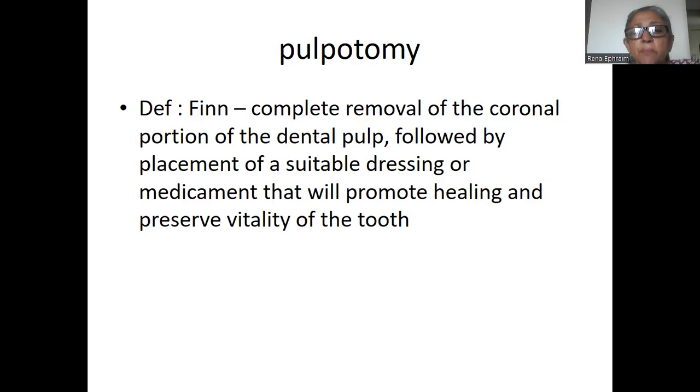So that medicament that we place should be a biocompatible medicament. It should not have any caustic reaction with the pulp tissue, and it should promote healing. All this will cause the tooth to regain its vitality, and we don't have to do any instrumentation into the root canals.